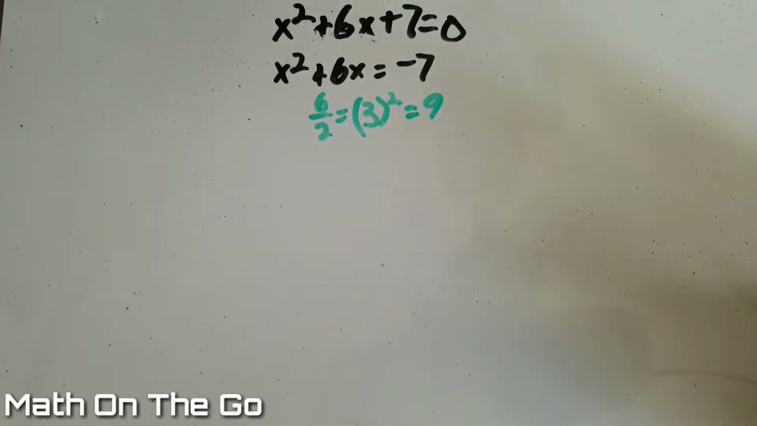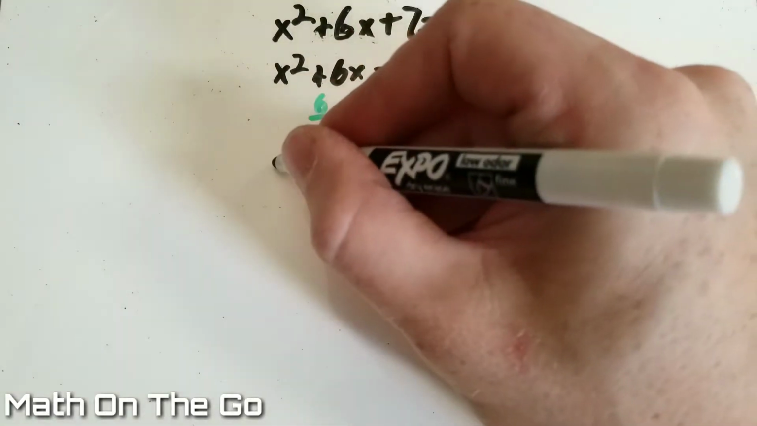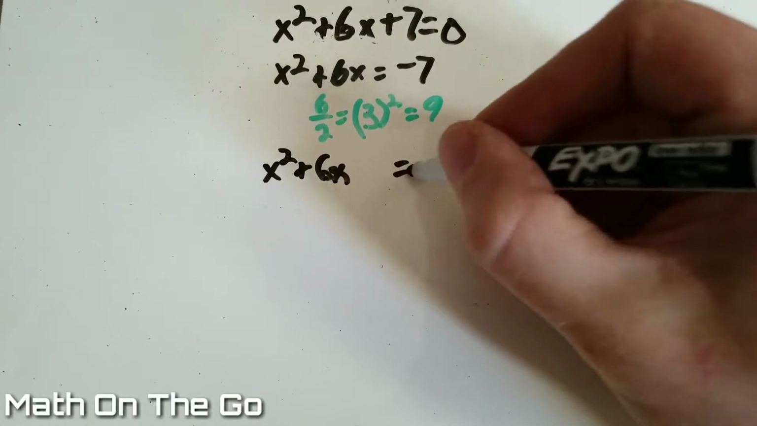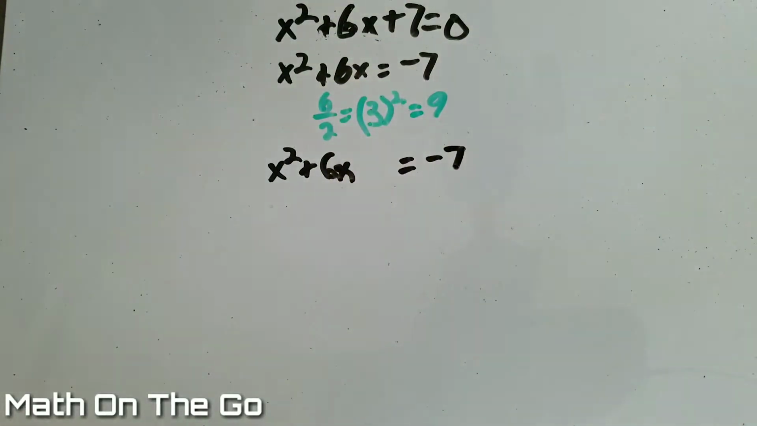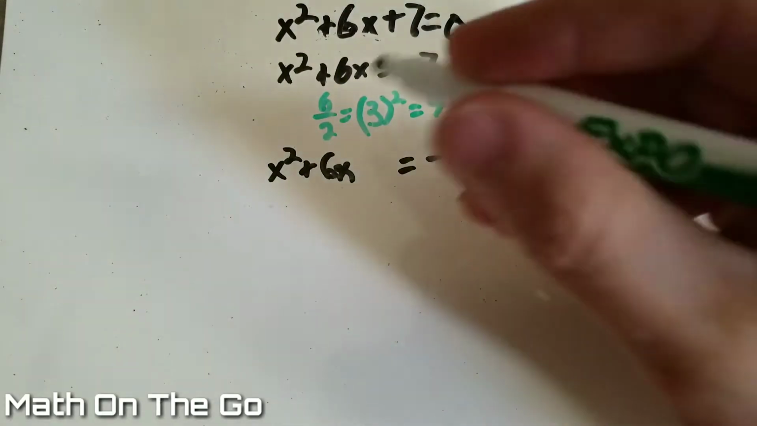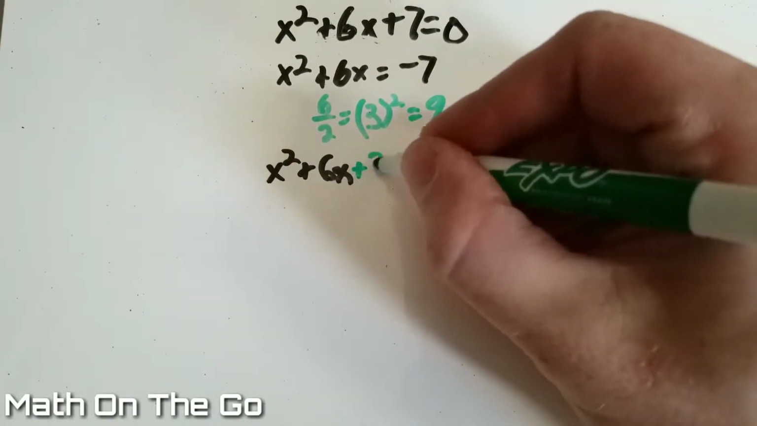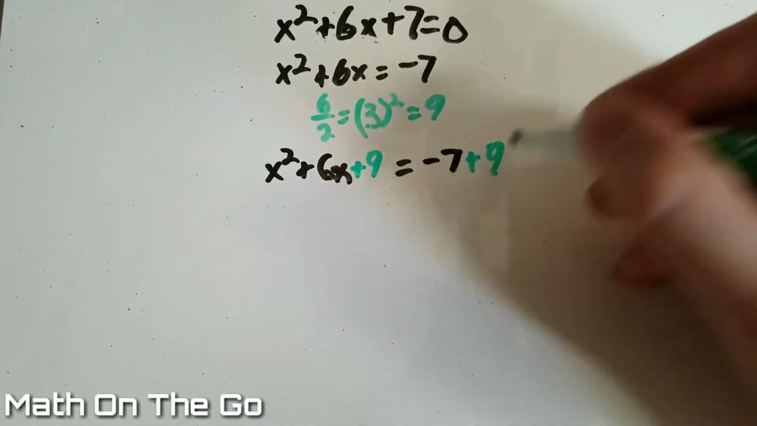All right, so what we're going to do here is take x squared plus 6x equals negative 7, like that. And then we're going to take this 9 and put it into both sides. If you do it to one side, you've got to do it to the other side. So plus 9 and plus 9.